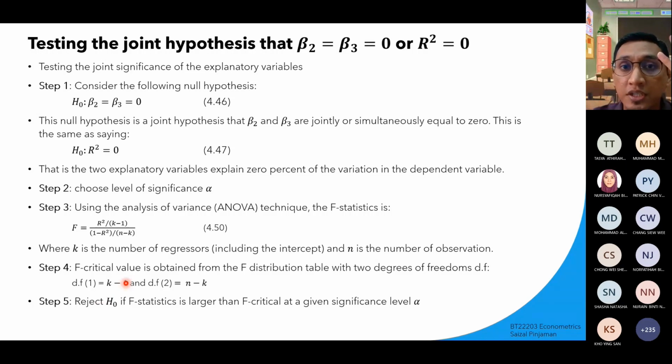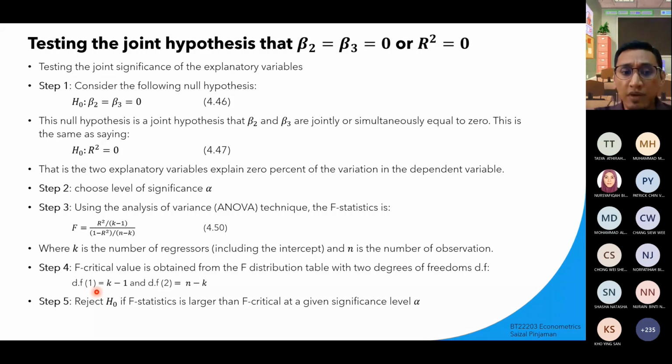If we have 3 regressors, it will become 2. The first degrees of freedom is 2, and the second degrees of freedom is N minus K, the sample size minus the number of regressors. So if our sample size is 4 minus 3, then the second degrees of freedom is 1. All right. So step number 5, reject H null if the F statistic is larger than F critical.